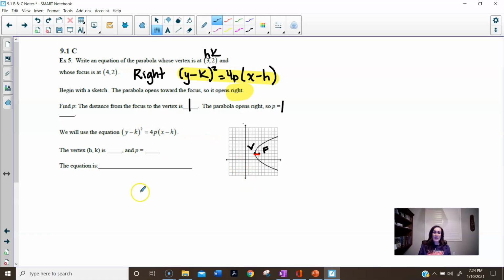So we use this equation and we write down what h, k is. And h, k is 3, 2. And p is positive 1. And now we're ready to write the equation. So the equation is y subtract k. k is the 2. Be really careful with that. And it's going to be squared, and that equals 4, because 4 times 1 is 4. And then you have x subtract 3, and you're all done.